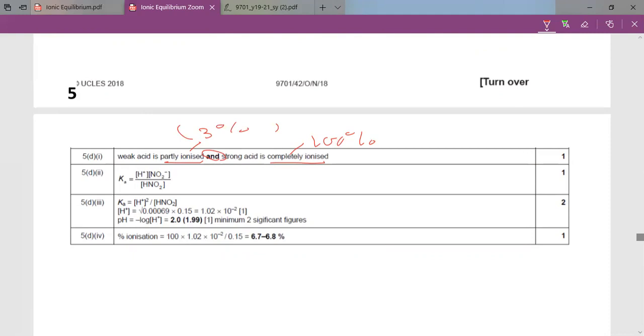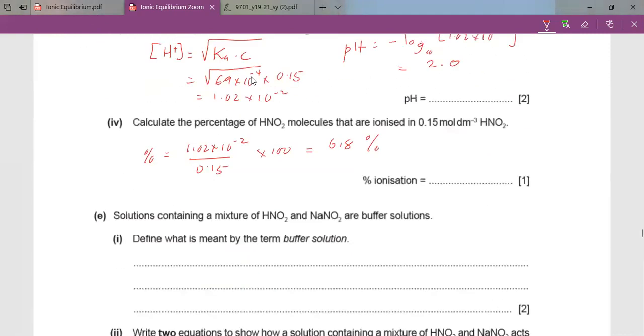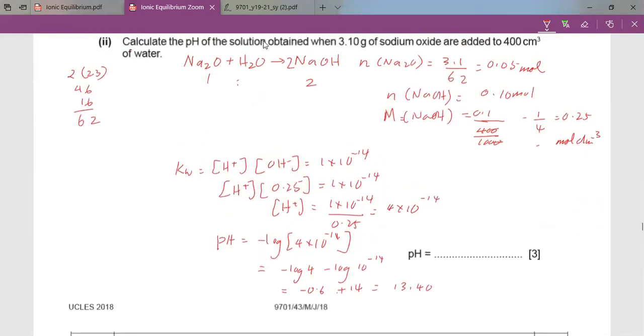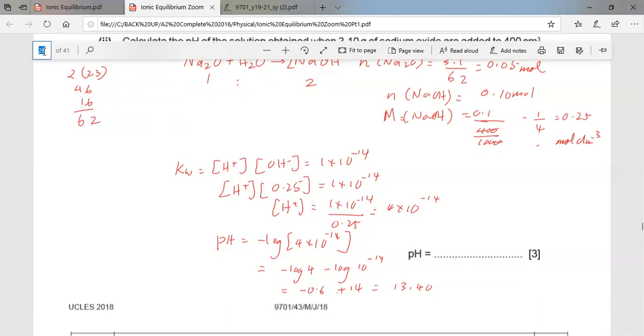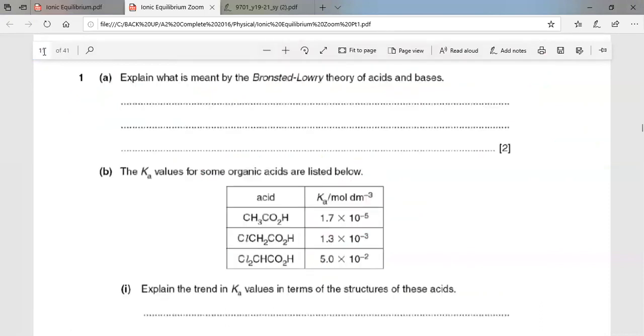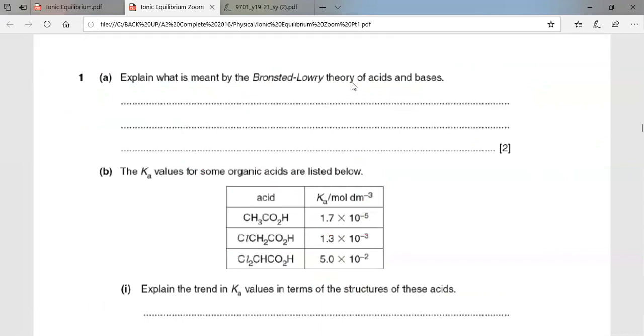Now they ask you, of course, on definitions of acids. Let me give you the question first. Page 11. I want to go faster so I can finish on time. What is meant by the Lowry and Brønsted theory of acids and bases? 2 marks: 1 for acid, 1 for base.